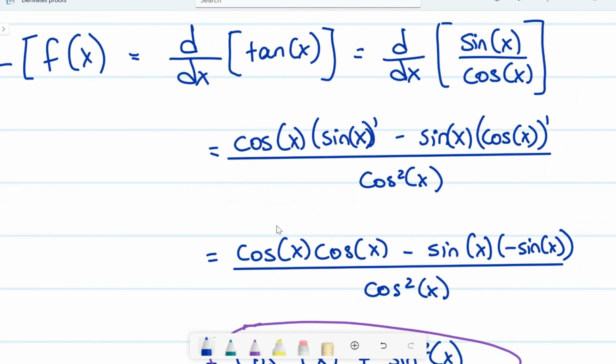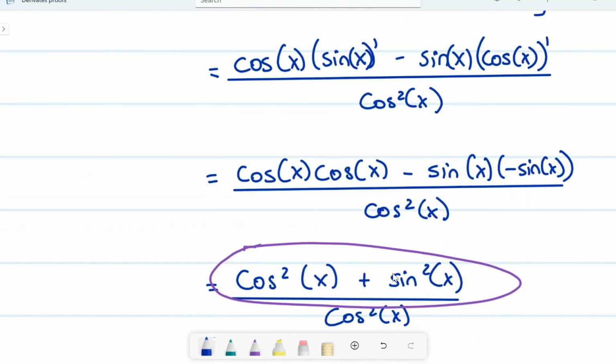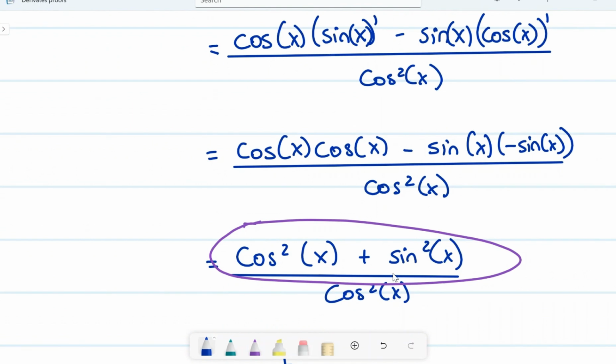And now this becomes cos of x times the derivative of sine of x, which is cos of x, minus sine of x times the derivative of cos of x, which is negative sine of x, all divided by cos squared of x. And this becomes cosine squared of x plus, because we have a negative here and a negative here, it becomes plus sine squared of x, all divided by cos squared of x.